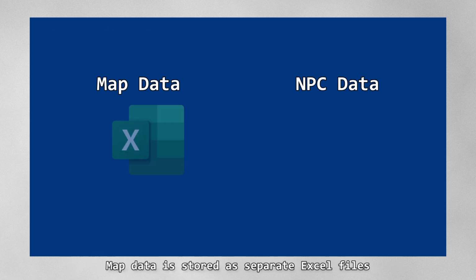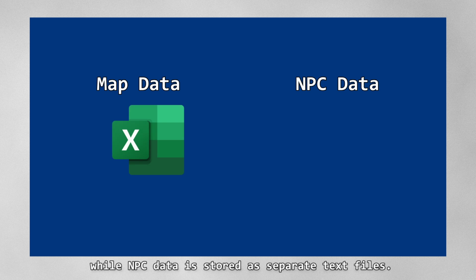Map data is stored as separate Excel files, while NPC data is stored as separate text files. And, like a road in a yellow wood, we will diverge and talk about why this is done for each dataset. NPC data was the first to be transitioned to this new file management decision, and therefore will be the first dataset I will talk about.